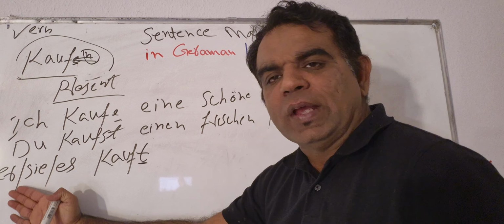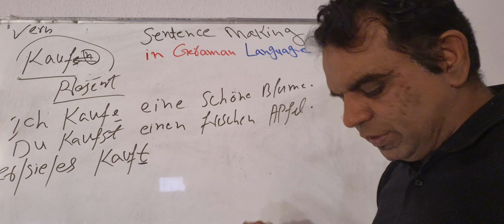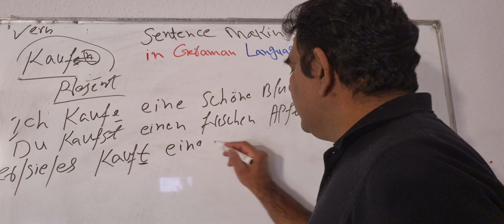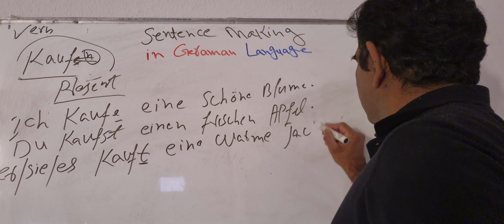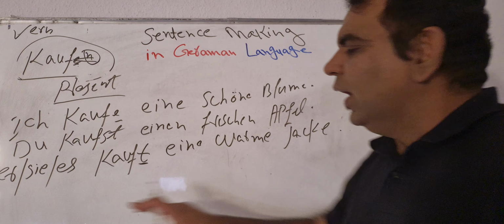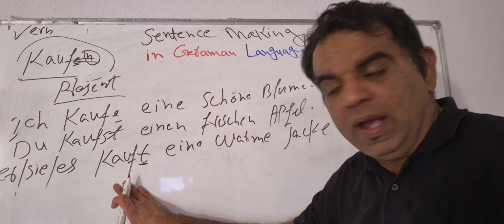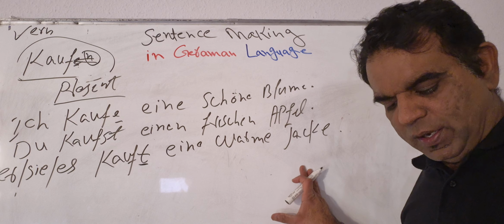Okay, ich, du, you know that. Er, sie, es, you know that. Er kauft. Was kauft er? Er kauft eine warme Jacke. Eine warme Jacke. Okay, did you understand? Kauft, he buys or he is buying a warm jacket. You can translate this one.